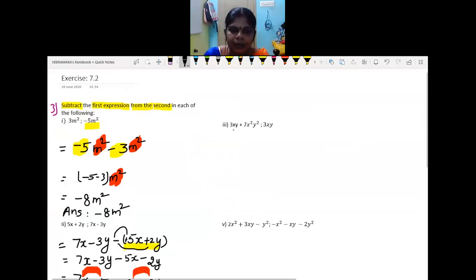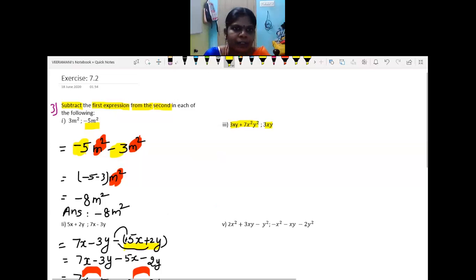Next, third question. 3xy plus 7x square y square, comma 3xy. Okay, children, here two expressions are given. The first expression is 3xy plus 7x square y square. The second expression is 3xy. Before adding or subtracting, we have to check the order. That is very important. Here 3xy, xy, after that x square y square is there.